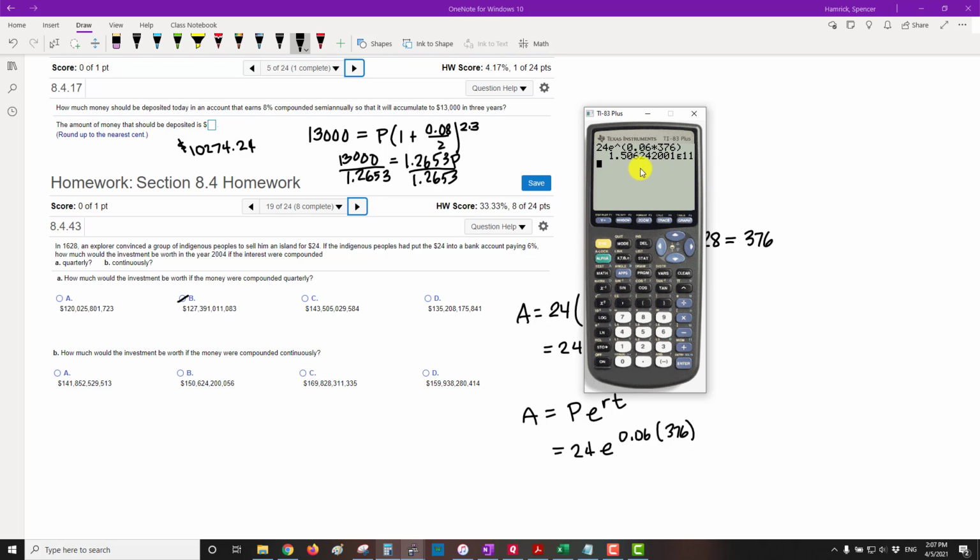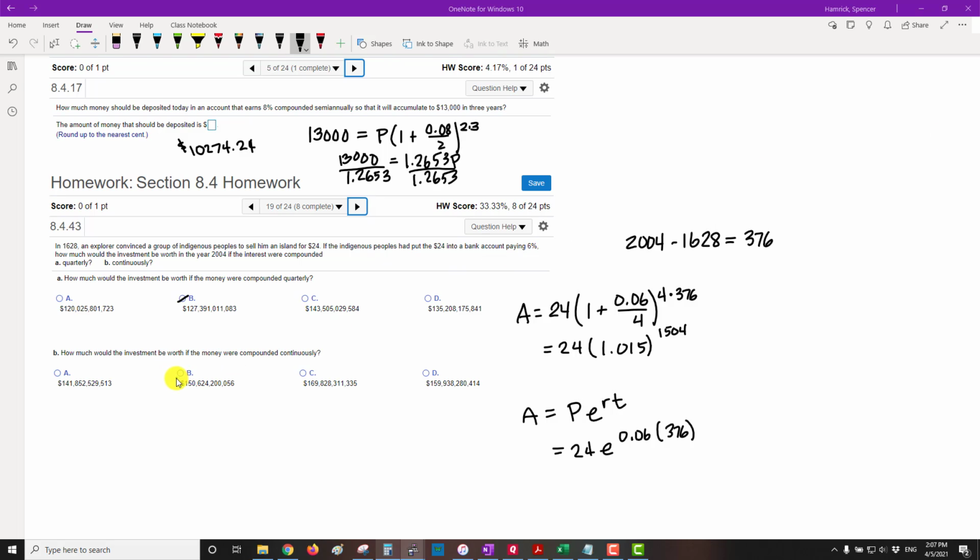One note about the calculator here. This graphing calculator gives this in scientific notation. So this is 1.5 times 10 to the 11th. And we've talked about that previously. But what that means is you would move the decimal over 11 places from here. Now, all we're really concerned with is we need a number that starts with 150,624,200, and that's what this answer choice B down here does.